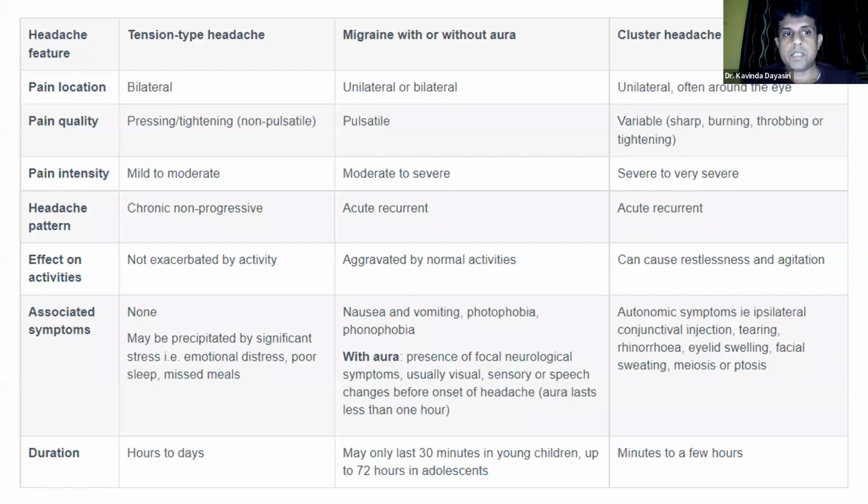For headache pattern, tension headaches are usually non-progressive, whereas both cluster and migraine headaches are acute recurrent headaches. For effect on activities, tension headaches do not limit your activity, whereas in migraine children often stop working because of the moderate to severe pain. Cluster headaches often lead to restlessness and have a significant impact on activity. Regarding duration, cluster headaches are short, lasting from a few minutes to a few hours, whereas migraines can last several hours up to 72 hours, and tension headaches are long-term and can last up to several days.